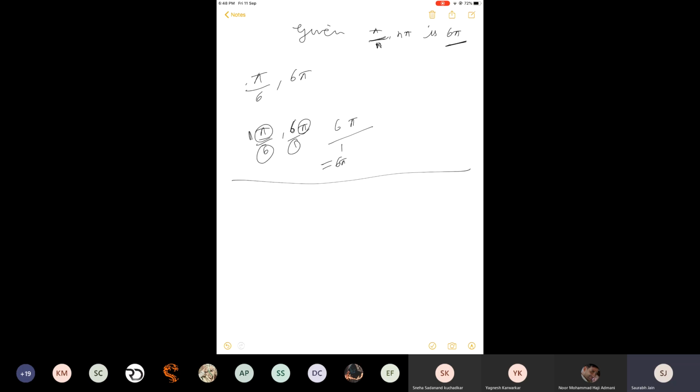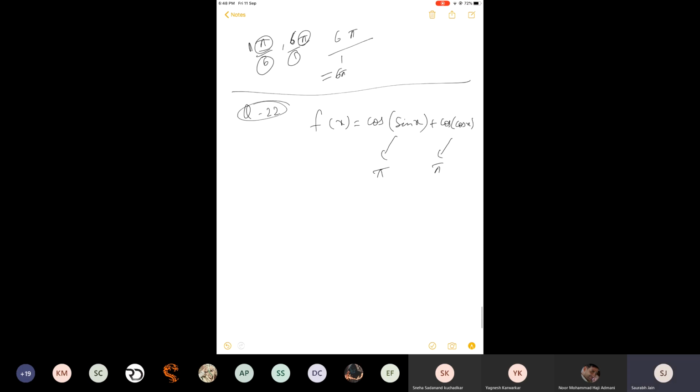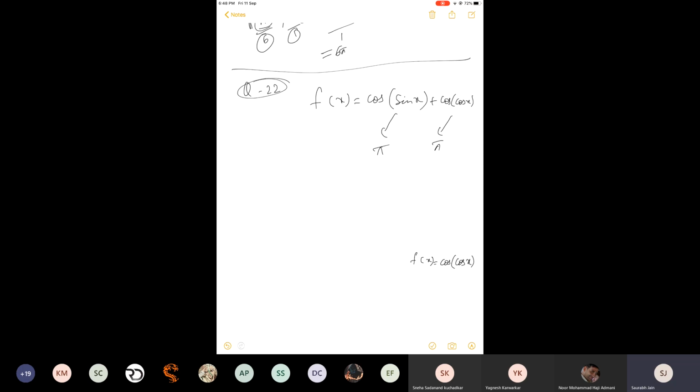Same question. Cos sin x, just discussed, period is pi. Cos of cos x also has period pi. If you want to check whether pi is the period or not, you can even find the period by the fundamental method. f(x plus t) is equal to f(x), put x equal to 0. Like that also you will see that the period is pi. I can check it for you that pi is the period.